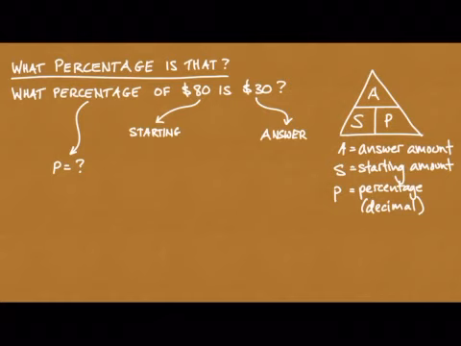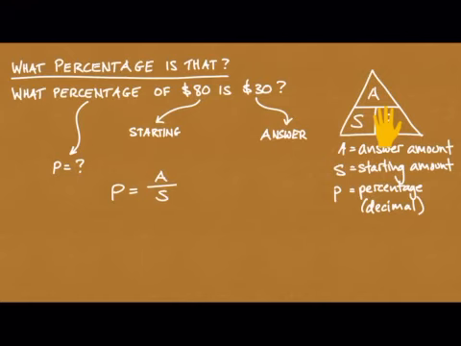And remember, when we use this triangle, we put our hand over the bit that we want to work out. I want to work out the P, so I'm going to block out the P, and I'm left with the A over S. So I can write that as an equation that says P equals A over S.